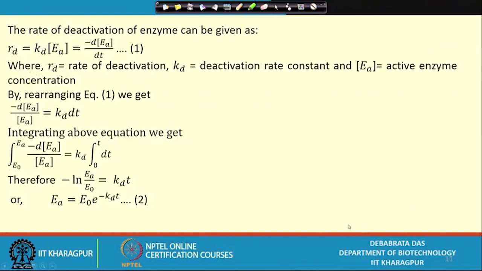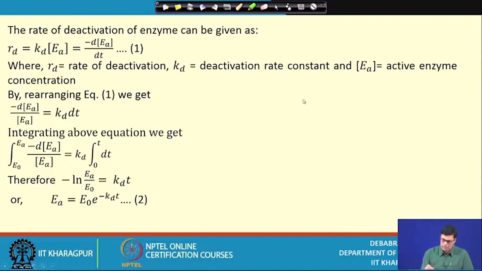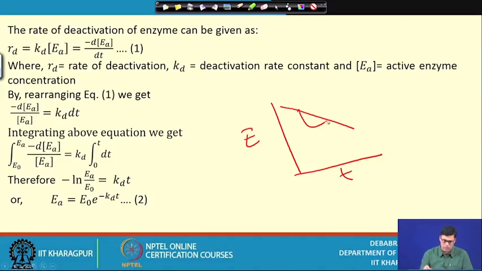Now the rate of deactivation. When you discuss deactivation, the activity of the enzyme decreases like this. Am I right? That is enzyme activity with respect to time. This slope is equal to RD actually, because this is equal to KD into EA, the enzyme concentration. This is how we find RD equal to this one.